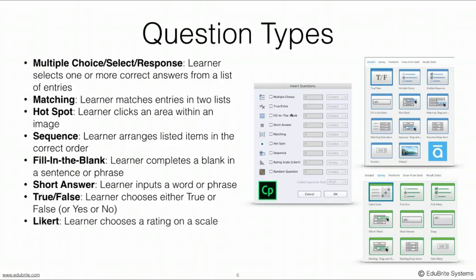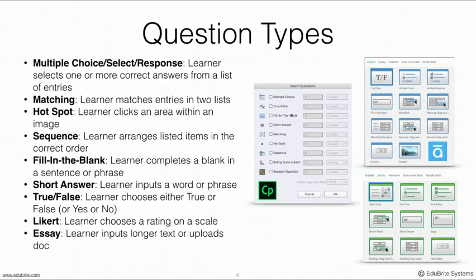Likert is more of a survey question. That's where the learner chooses a rating on a scale. In authoring tools, it's sometimes beneficial to add multiple ratings in a matrix rather than having one on each question slide so that you can keep the theme and the scale the same.